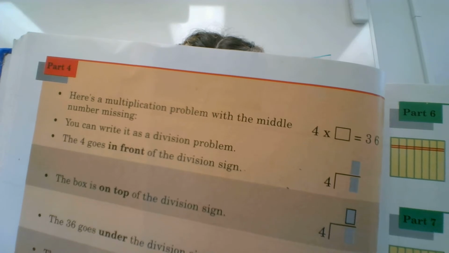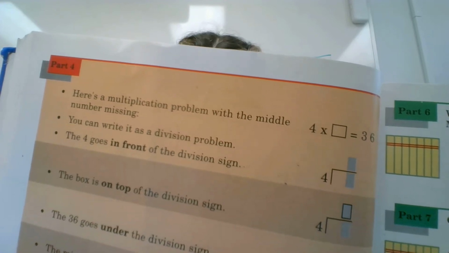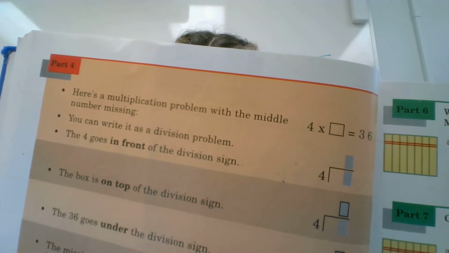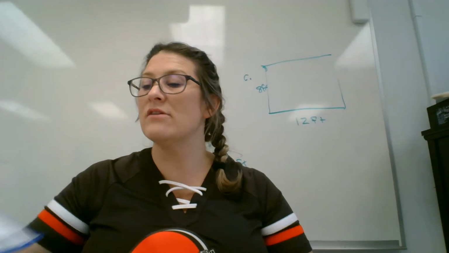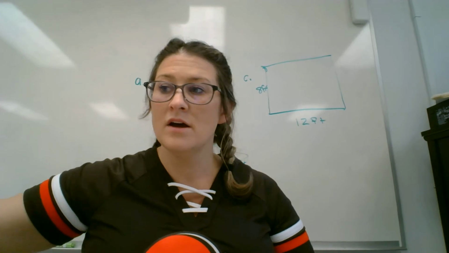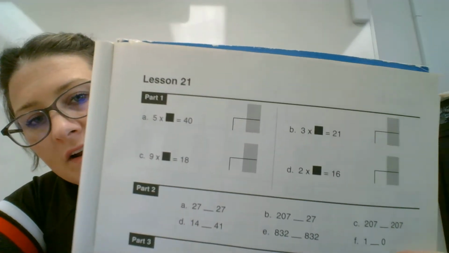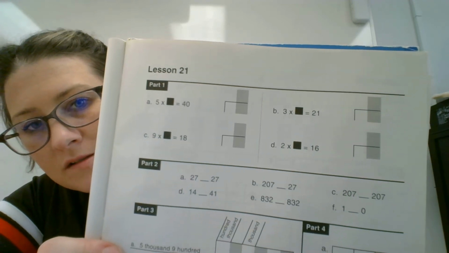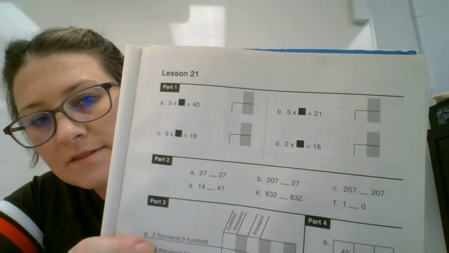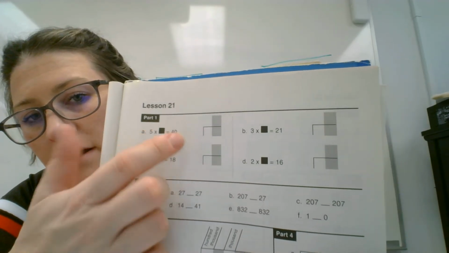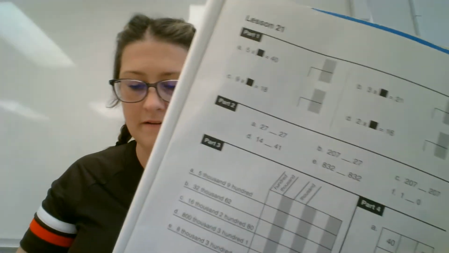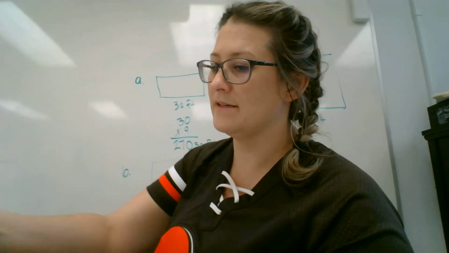Remember, the first value goes in front of the division sign. The next value goes on top. The number after the equal sign goes under the division sign. Okay, we are now jumping over to our workbook. We have some problems here with the missing middle number. We have to rewrite them as division problems. Pretty easy peasy. The last number goes under the line. The first number goes in front of the line. Let's go ahead and write these.